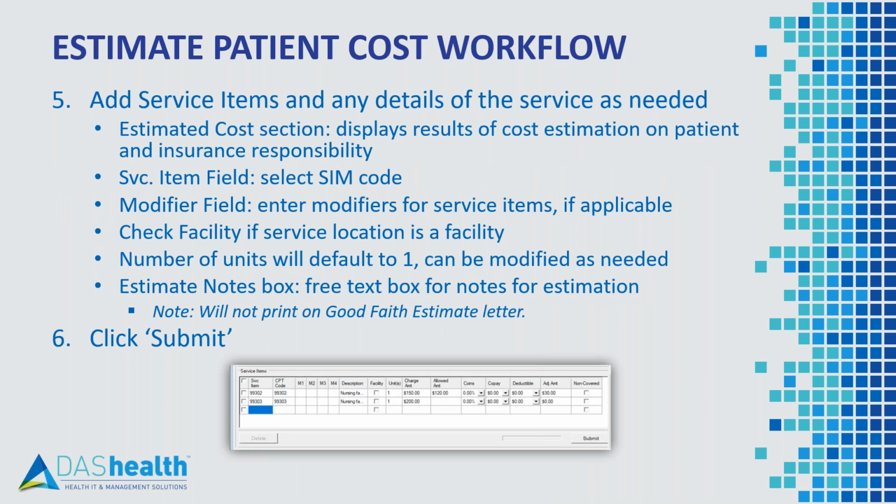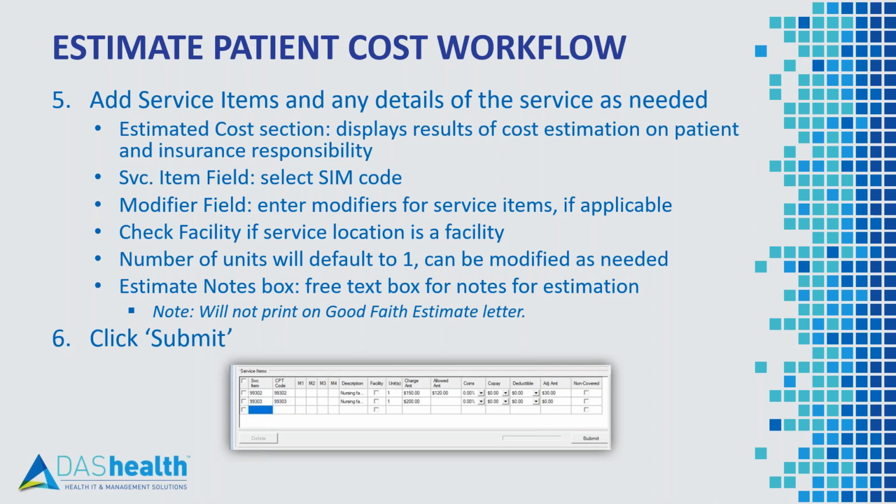Then finally, obviously an important part, if we're going to give an estimate, we need to tell the system what services are going to be rendered. So you would add all of the service item codes as applicable, and then any additional details as needed to get the most specific estimate possible. In this screenshot example, we're seeing the section where we would add in those details. That's going to generate in the estimated cost section, which will display the results based on what we enter here.